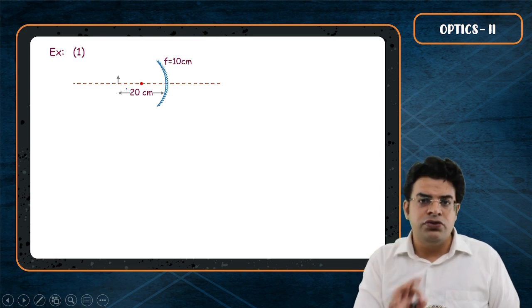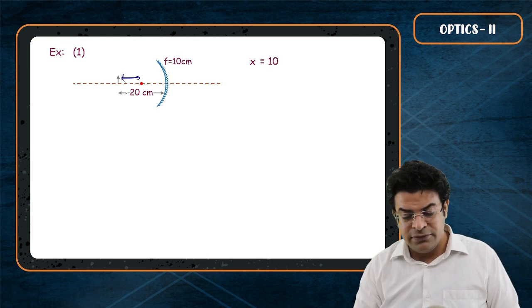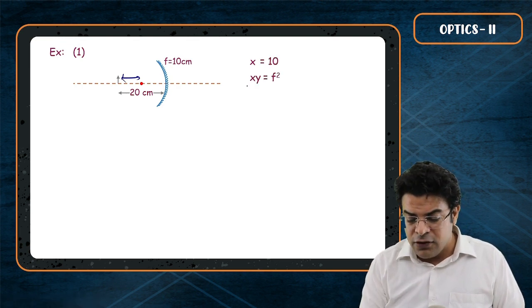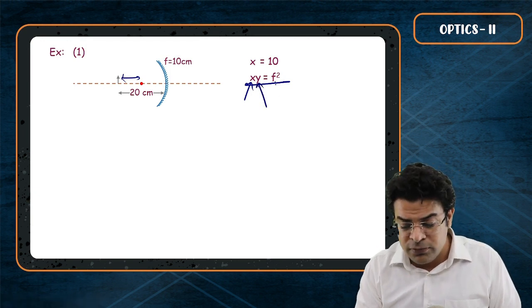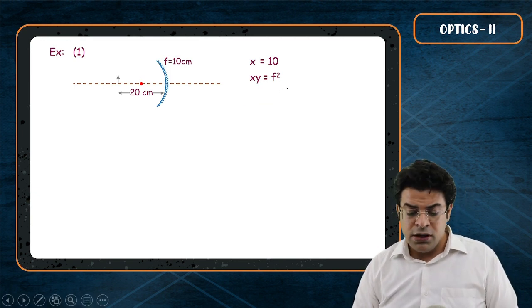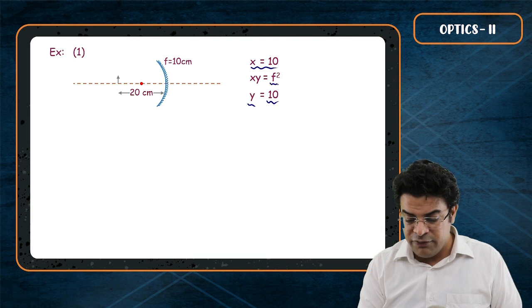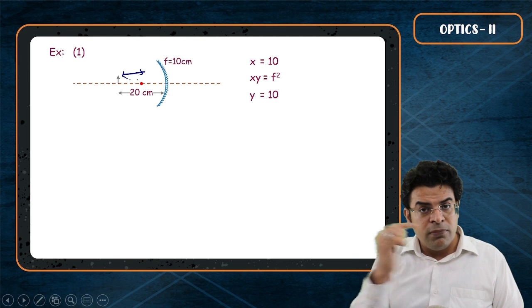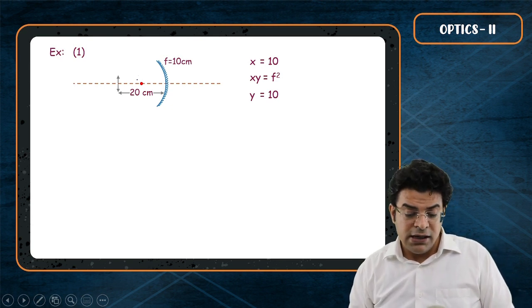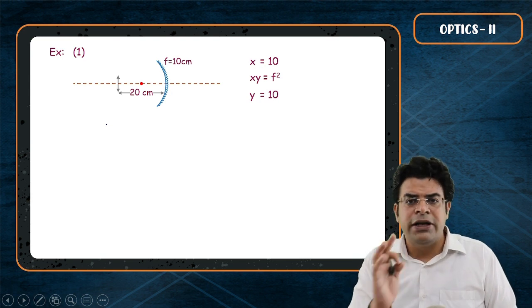So if you wish to use Newton's formula, you will say that the distance of the object from the focus is 10. Using xy equals f square, distance of object from the focus times the distance of image from the focus equals focal length whole square. Substituting x as 10 and f as 10, you will get y equals 10. This means that you have to move this way from the focus by a distance of 10 and you will get the image there. Let's see more examples to make you understand better.